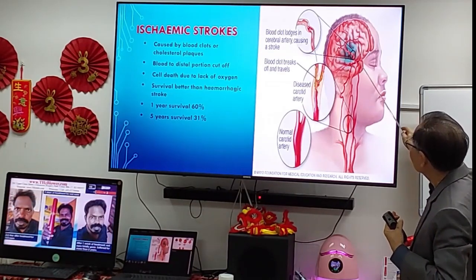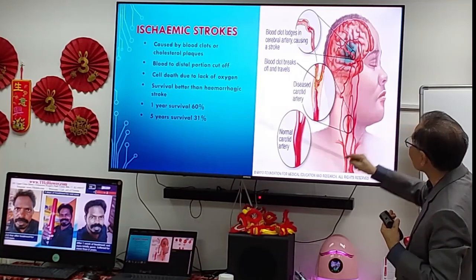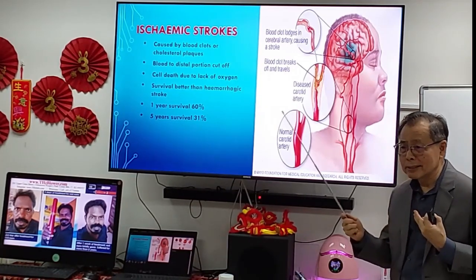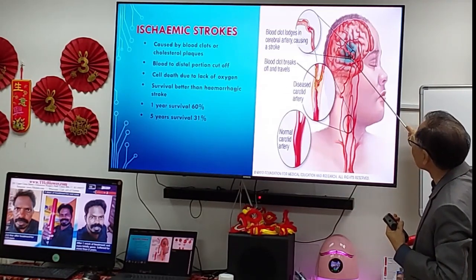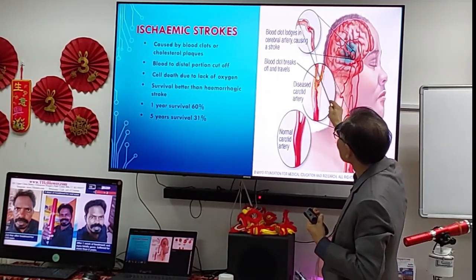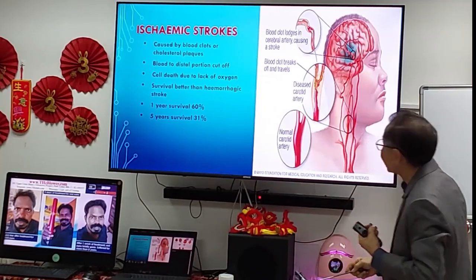Then there's an artery here. I believe it's one of the cerebral arteries, the inferior or middle cerebral artery, where it can be blocked because it's very narrow. There's a sharp bend as well. So this is where the blockage occurs.